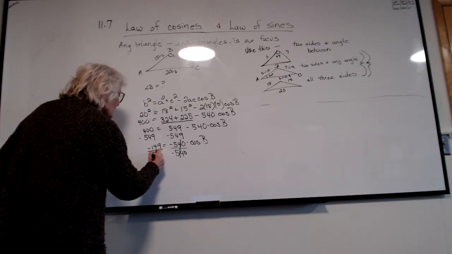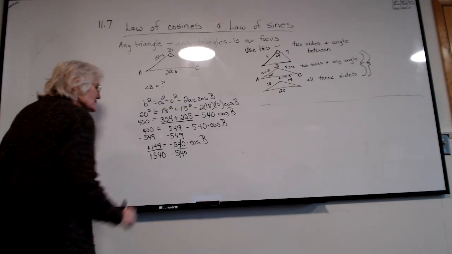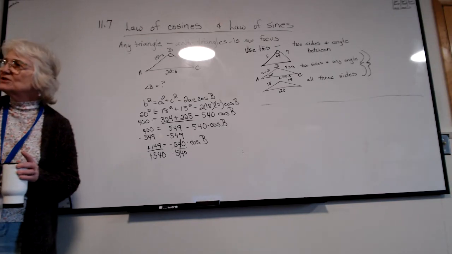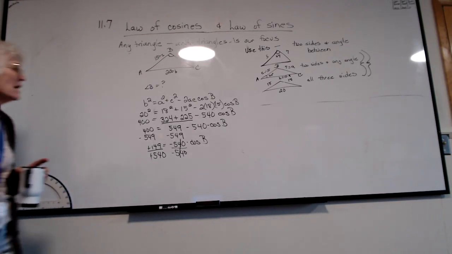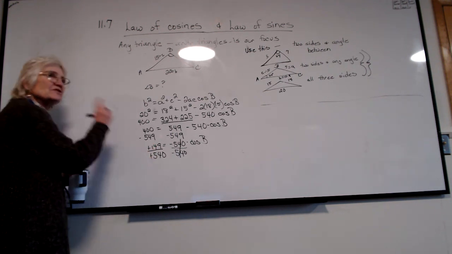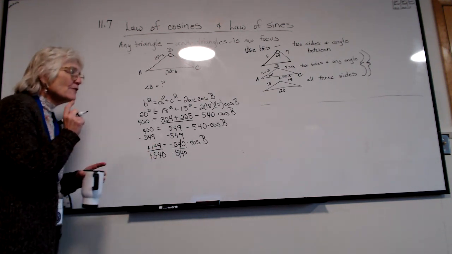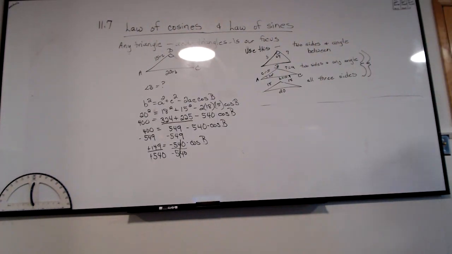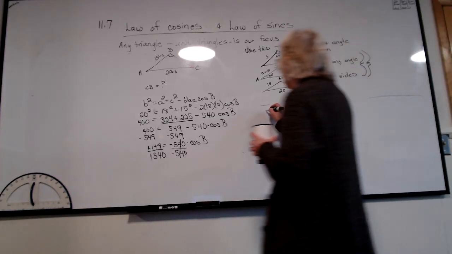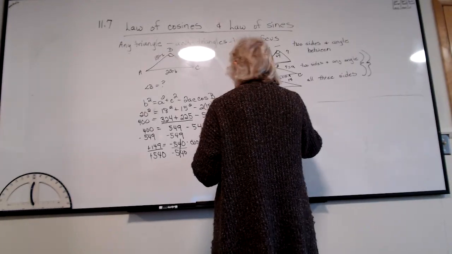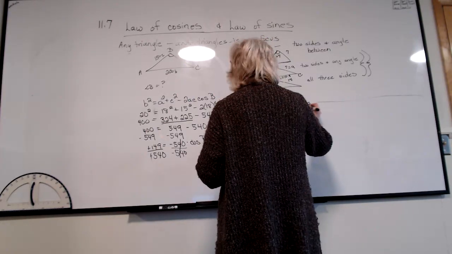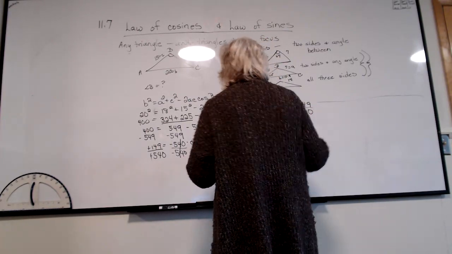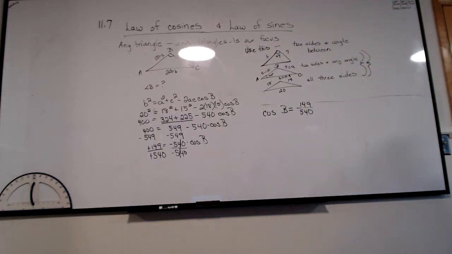Divide this by negative 540. The first thing I know is it becomes a positive number because there are 2 negatives. Now, I have the cosine B equals this ratio. So how do I put it in my calculator so I can find out what the angle of B is? If I have cosine B equals the ratio of 149 over 540, okay? How do I put that in my calculator to find out what the angle is? You divide it and then put it in the cosine.